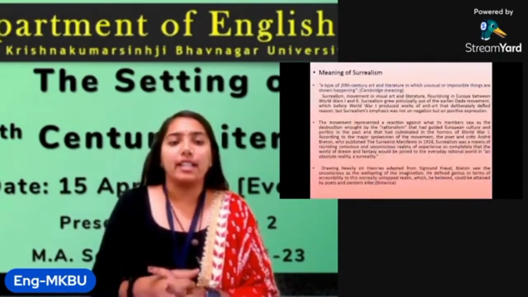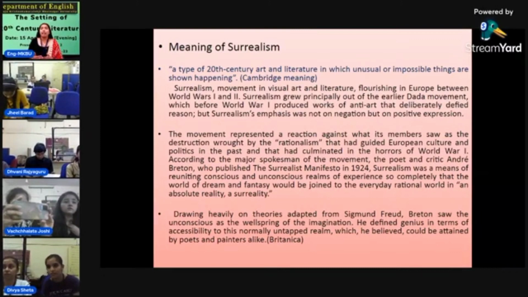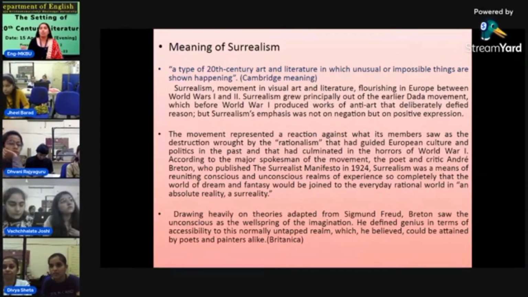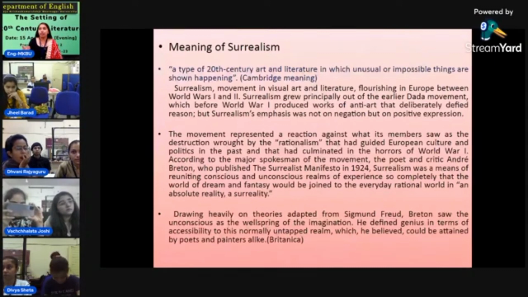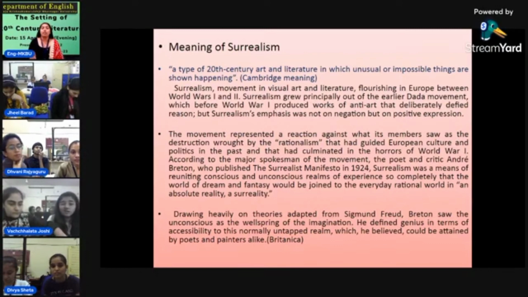Meaning of surrealism, according to Cambridge: a type of 20th century art and literature in which unusual or impossible things are shown happening. Surrealism deals with Sigmund Freud's view about the subconscious and dreams, what they feel in their dream they can portray with painting or in literature. Both things are there, and other arts can also be used in a surrealistic way.